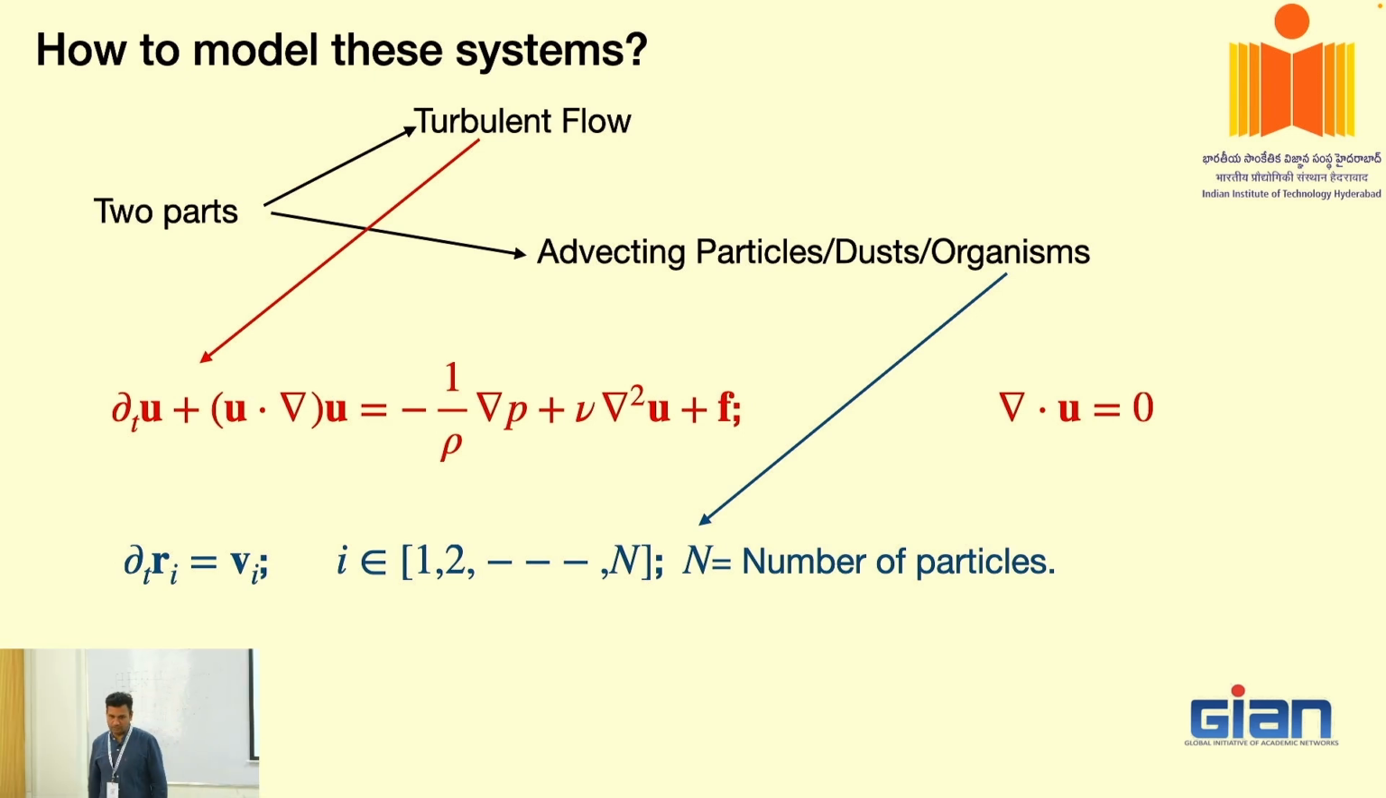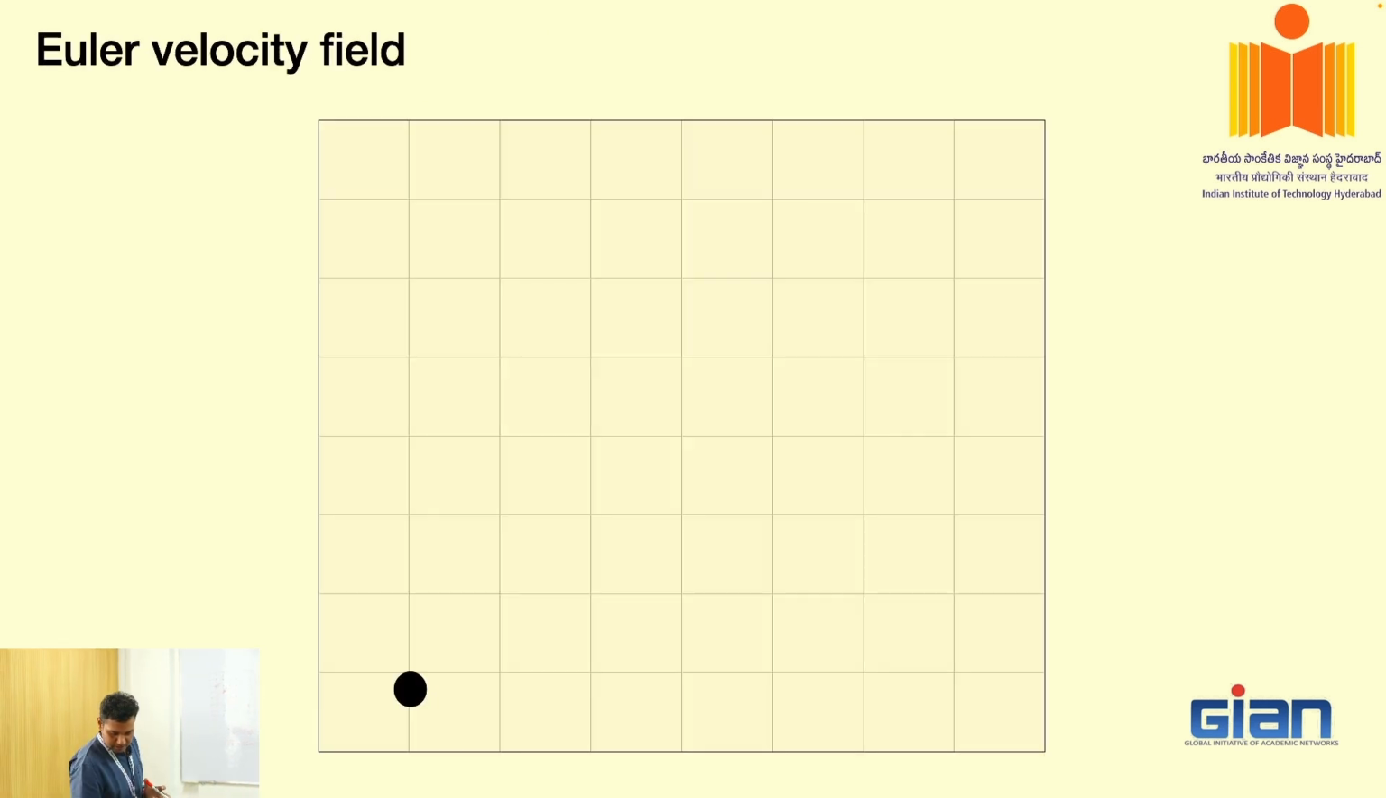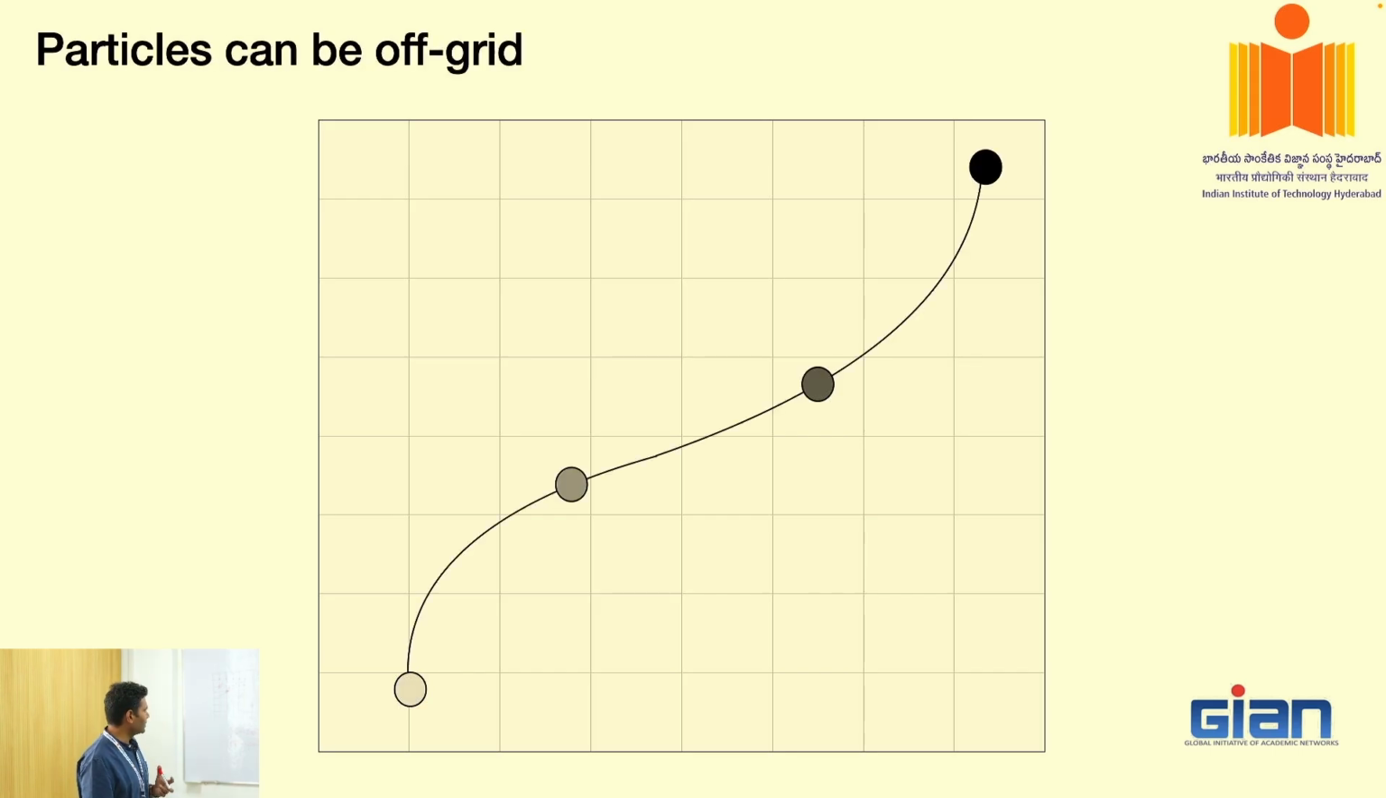Now to solve this, you will have a setup. The question is how to find Vi when you solve the Navier-Stokes equation. All the velocity fields are at the grid points, right? But these particles can be off grid, because even if you start a particle from somewhere here, at the next step it can be somewhere here. It is not necessarily going to land on the grid. So how do we tackle that? For that we have to do a Lagrangian interpolation. Let's say this is where you are starting, and after some time this is how the track is going to be.